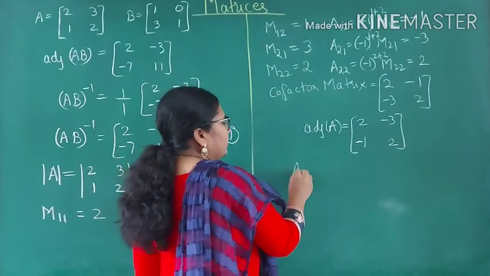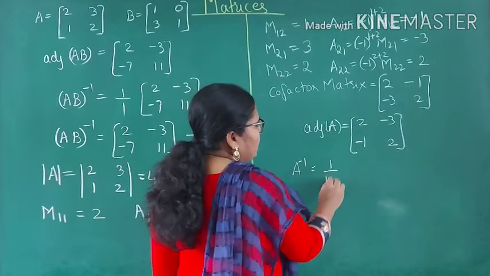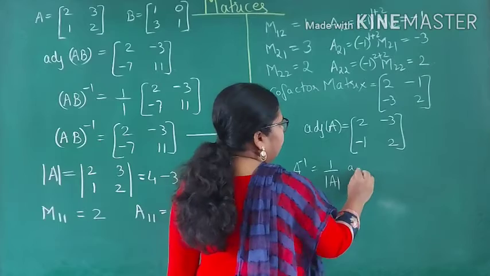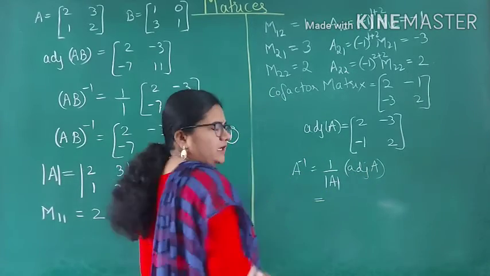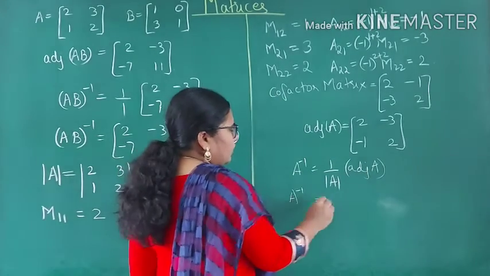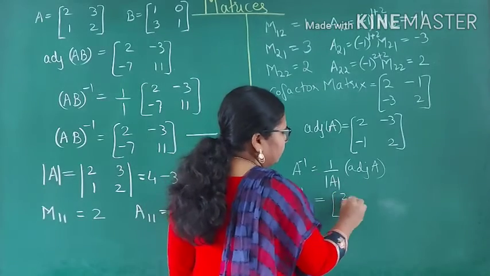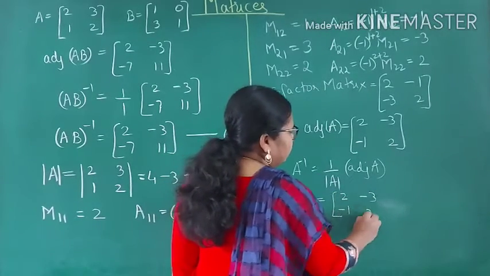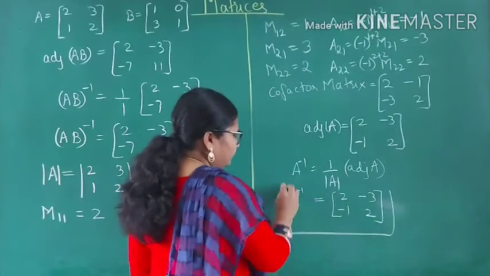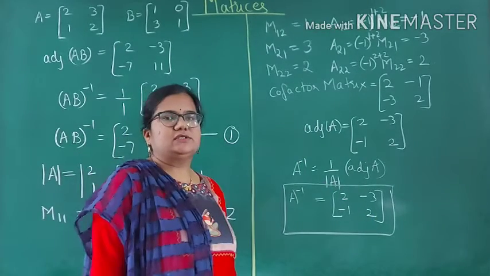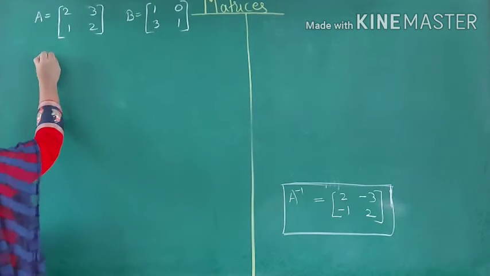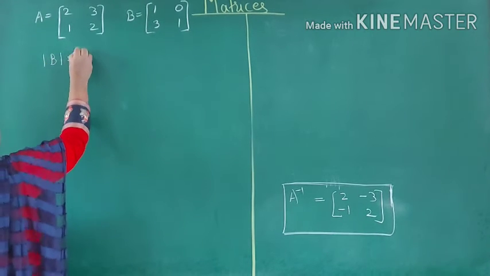What will be A inverse? A inverse equal to 1 upon determinant of A into adjoint of A. Determinant of A is 1. So answer of A inverse is just adjoint. It will be 2 minus 3 minus 1 2. So this is your A inverse. Now let us find what is B inverse. For that, first we need to find determinant of B.